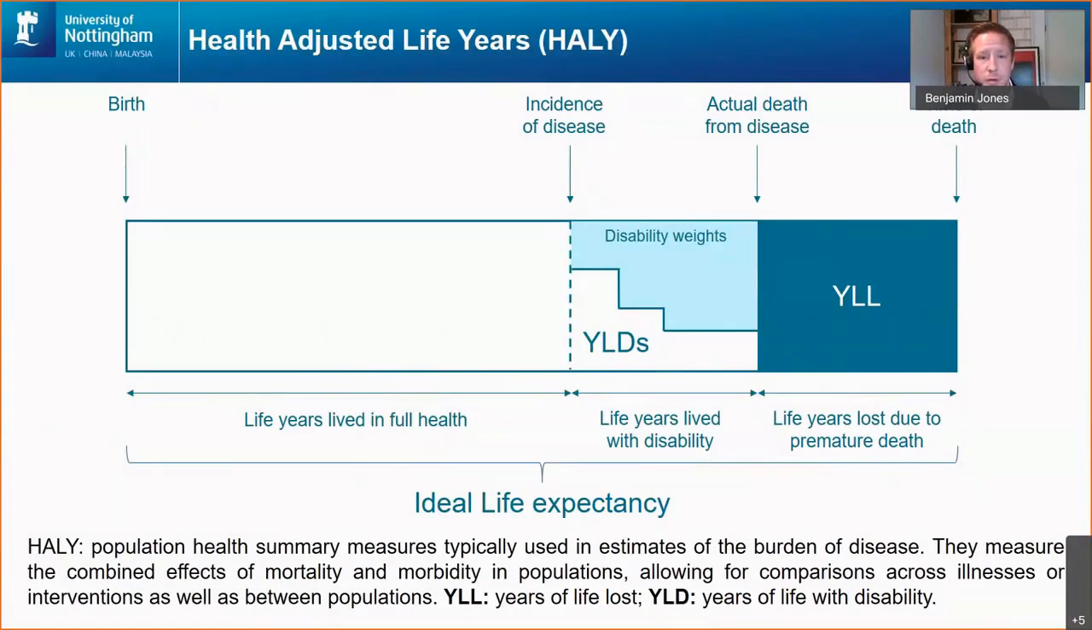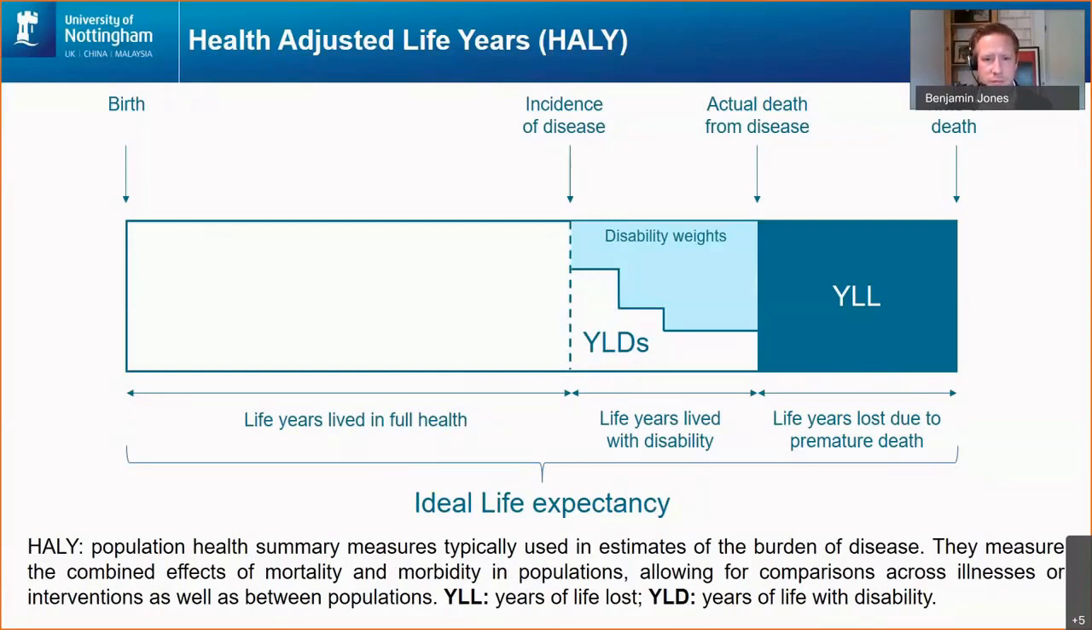So the blue block on the right then indicates the years of their life which they have lost because they have contracted the illness. So the ideal life expectancy, which is I think about 80 years for a man or 82.5 for a woman, is the full extent of the bar, but if somebody has contracted an illness, they tend to die early. So a HALY then is a population health summary measure typically used in estimates of burden of disease, population scale, particularly those, for example, given in the Lancet where they use DALYs. They measure the combined effect of mortality and morbidity in populations.